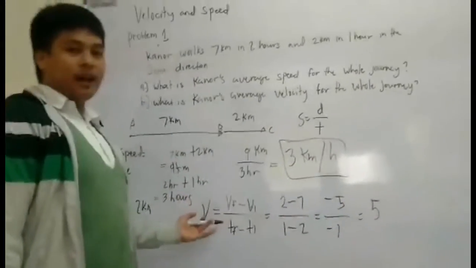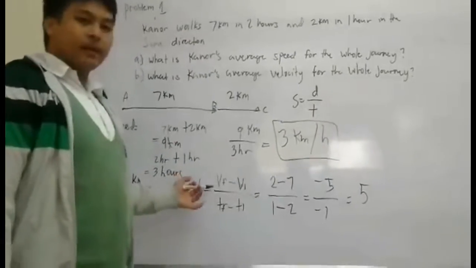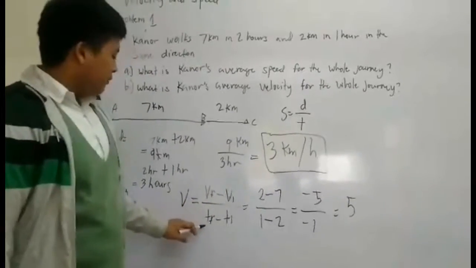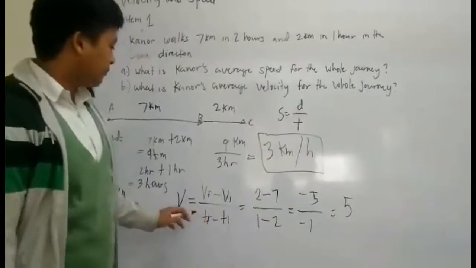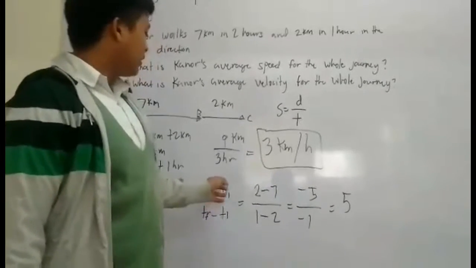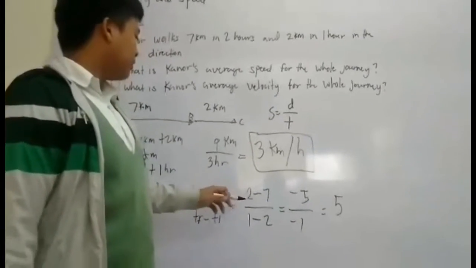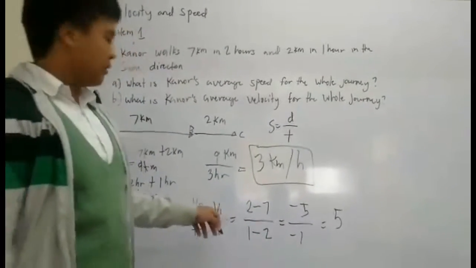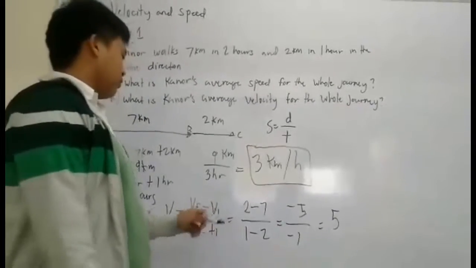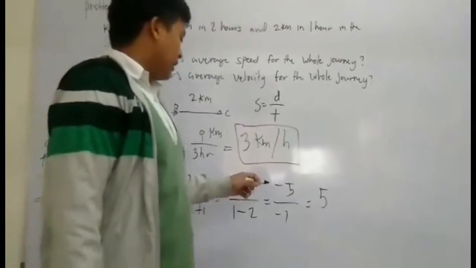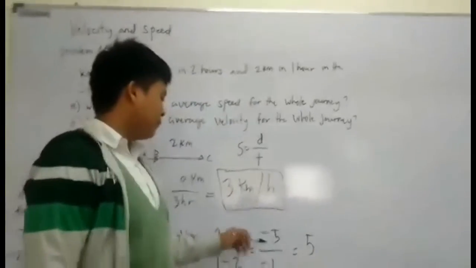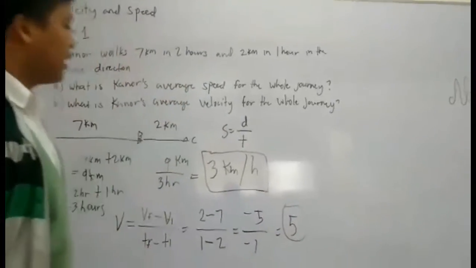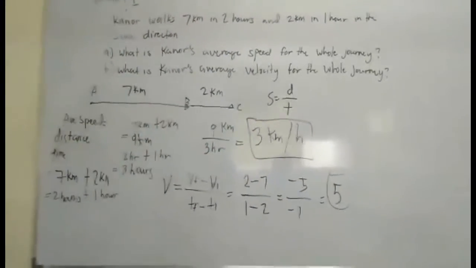And now we are getting the average velocity. Here is the formula of final position and initial position over final time and initial time. 2 kilometers is the final position, minus 7 kilometers is the initial position, over the final time of 1 hour minus the initial time of 2 hours. So we compute this. The answer is negative 5 over negative 1, or 5. The average velocity and the average speed.